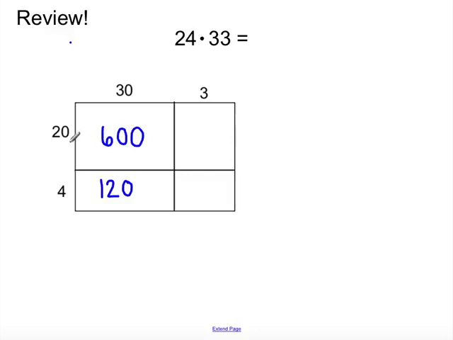And over here we have 20 times 3. 3 times 2 is 6. And I'm going to add 1 zero. And at the bottom I have 3 times 4, and I get 12.